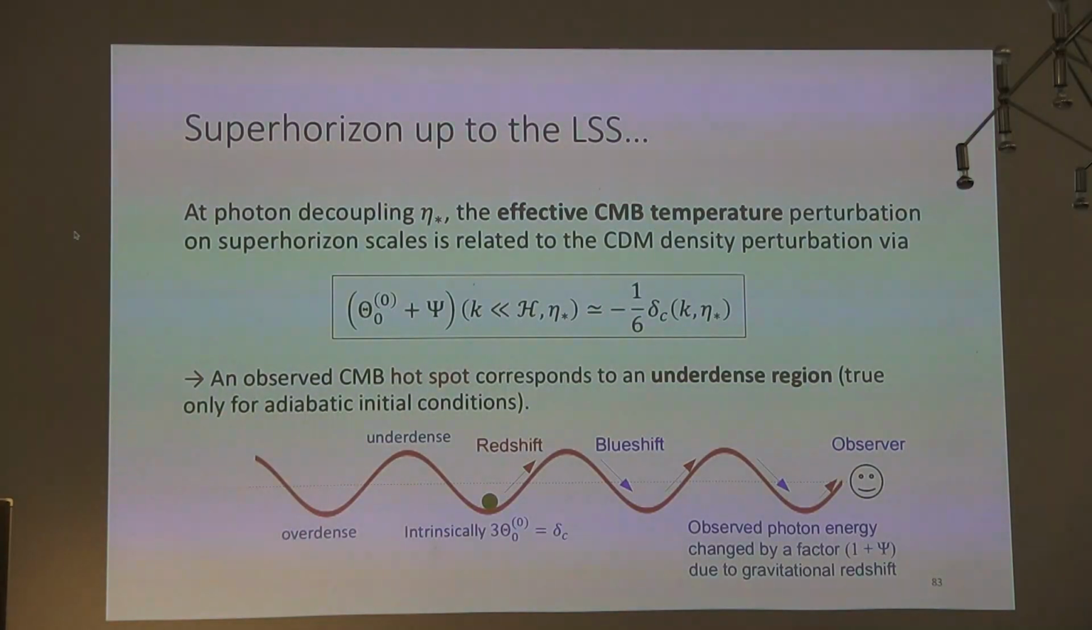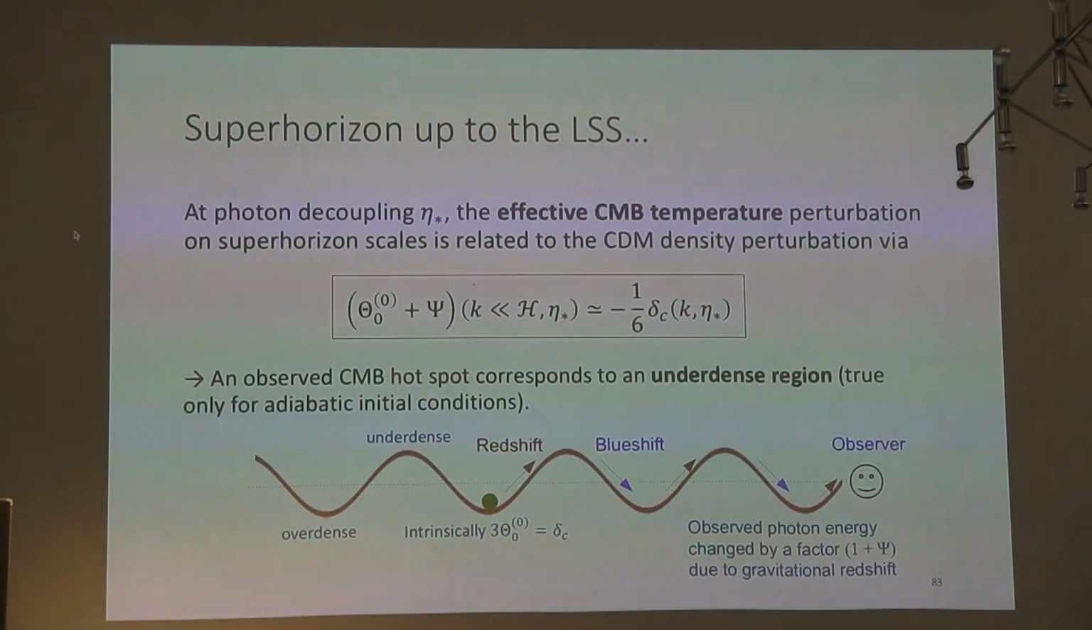If you have different kinds of initial conditions, like a mixture of isocurvature and adiabatic, this hotspot underdense region correspondence does not need to apply. So it's a bit odd, but this also means that this correspondence is something that is unique to adiabatic initial conditions, and therefore you can test it. So that's the first funny thing about the CMB temperature fluctuations.